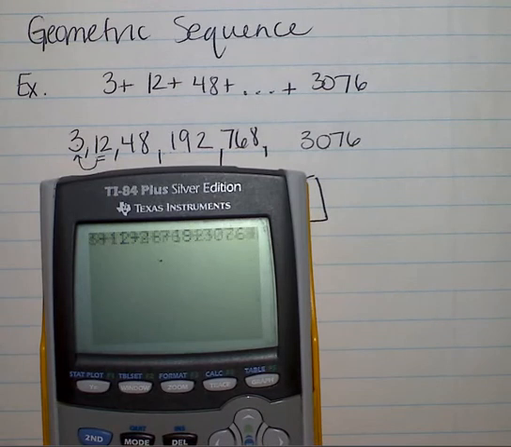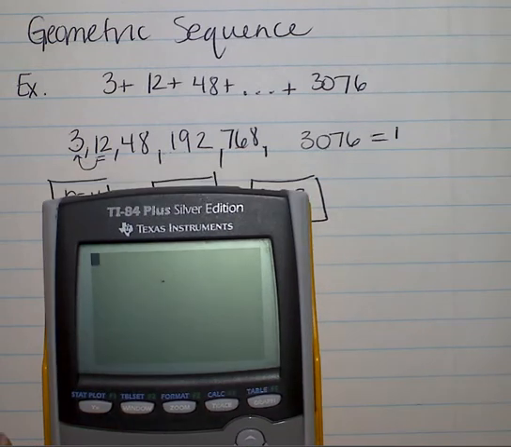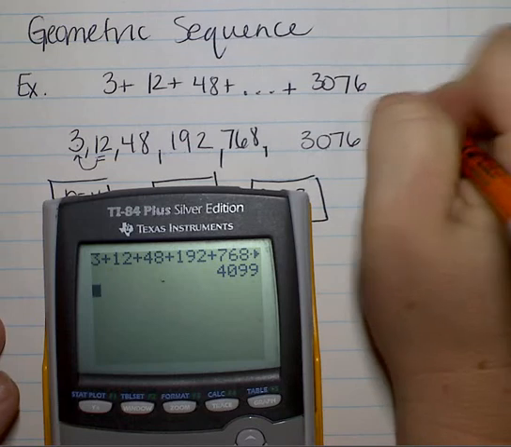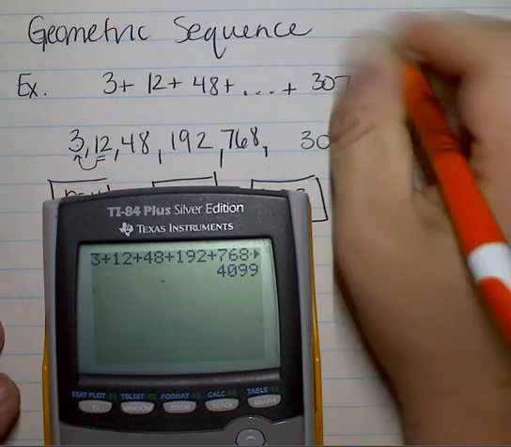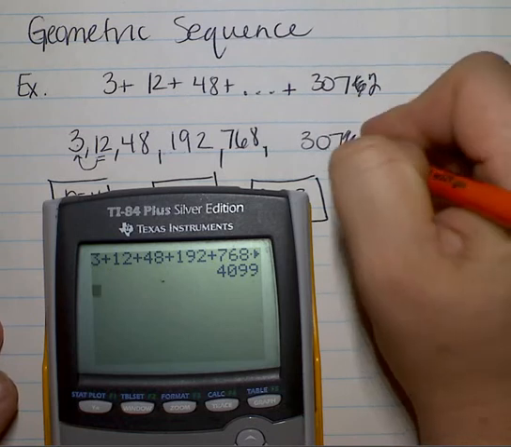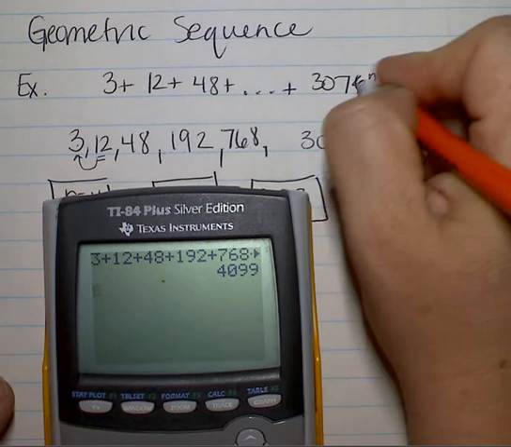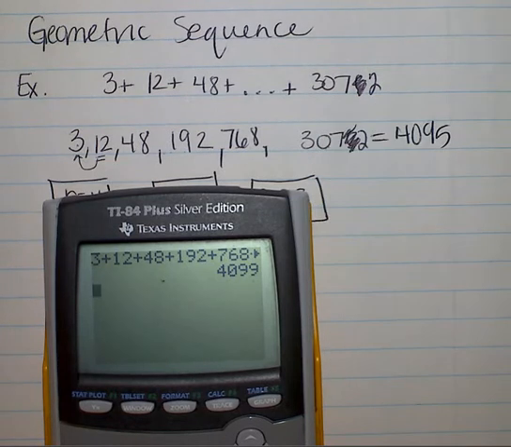So I know the sum of these numbers, and I think I put one in wrong. Let me try once again. 3 plus 12, 48, 192. The sum of these numbers is 4,000. What did I put? Oh, my fault. Change this up here. Change this to a 2. I meant for this to be a 2. 4,095. That would be an incorrect geometric sequence if it was not a 2. Okay.